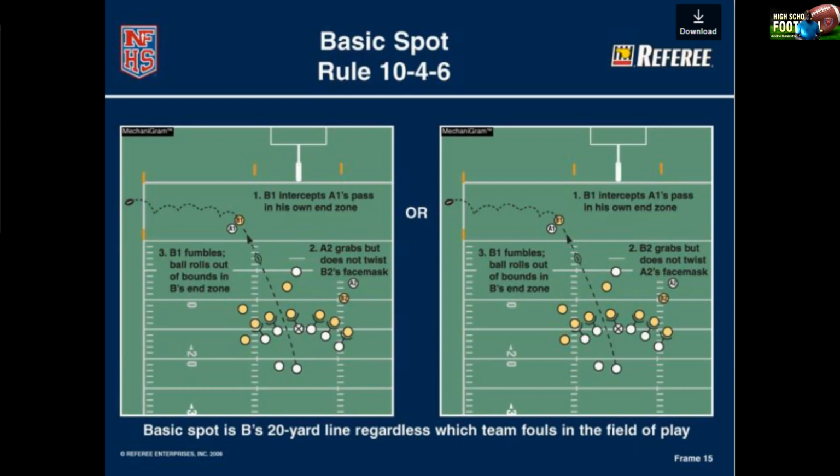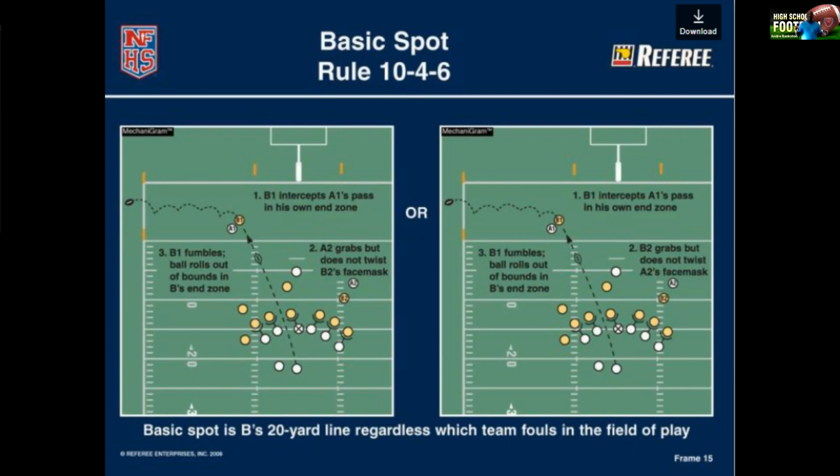Basically the example they're using here is A threw an interception, B intercepted A's ball in his end zone. And there was a foul, no matter where the foul was at, but B was tackled in his end zone, and when he was tackled, he fumbled the ball, and the ball went out the end line, out of the goal line, sideline, goal line, end zone, right? And that was a foul by B. On the other slide is a foul by A. So a foul by A in one slide, a foul by B in the other slide. But the result was still the same.